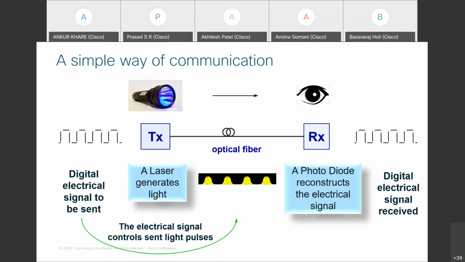So if I have to tell you the simple way of communication, you see the torch, right? It generates light, which goes via optical fiber. And here is a receiver, which is our eyes, right? In the receiver, we have a photodiode, which reconstructs that electrical signal. Okay, so this is just a simple picture of how the light travels. And on the light, we carry our digital data.